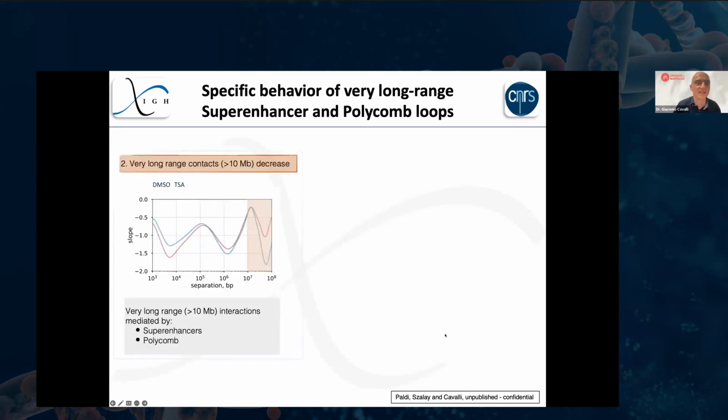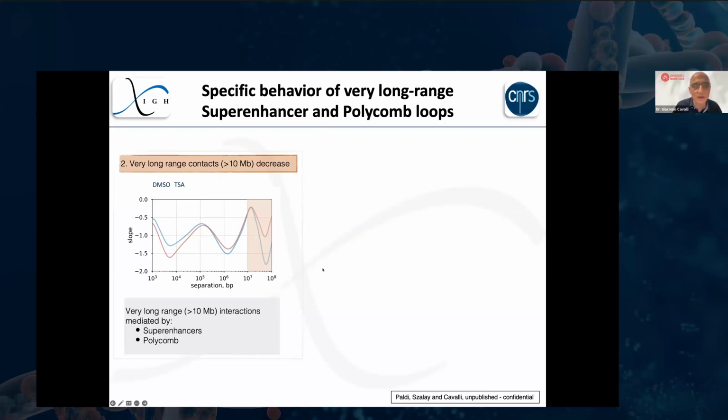We can look at different distances. And actually, as you see here, there's a striking behavior of these TSA-treated chromosomes. Basically, they are distending. They are opening up, and so you have a reduced amount of long-range interactions in the bulk along all the chromosomes. So, you lose long-range interactions, but which ones? And what about our loops?